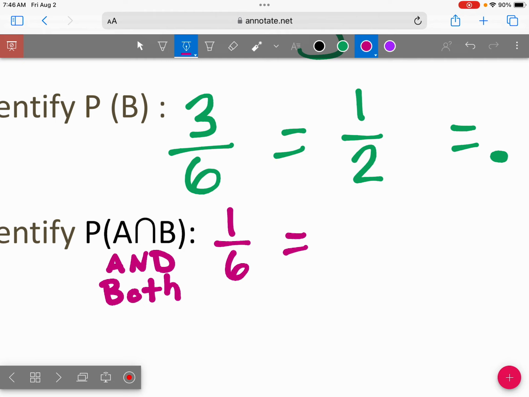Would destroy my math teacher's minds to have me say that to them. So what we could do is we have 0.1666, blah, blah, blah.